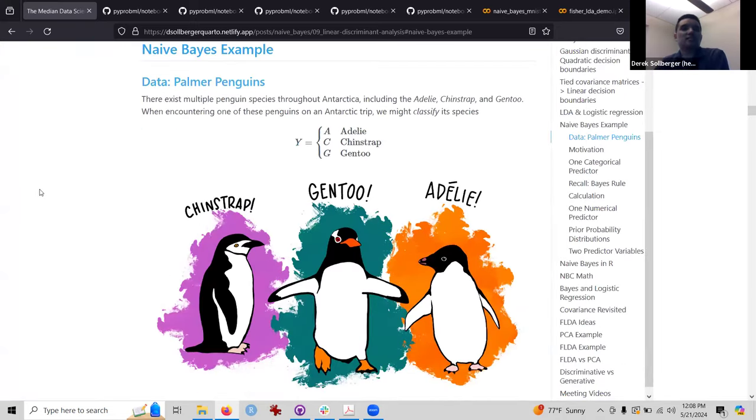As Russ mentioned last time, we could look at the ubiquitous Palmer penguins data, and that's what I'm going to do here. The penguins data, as most people are probably familiar with, comes with this categorical variable for the species, Adelie, Chinstrap, and Gentoo penguins, and that will lend itself to a classification problem.